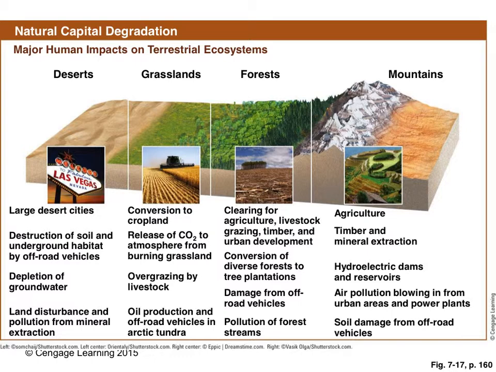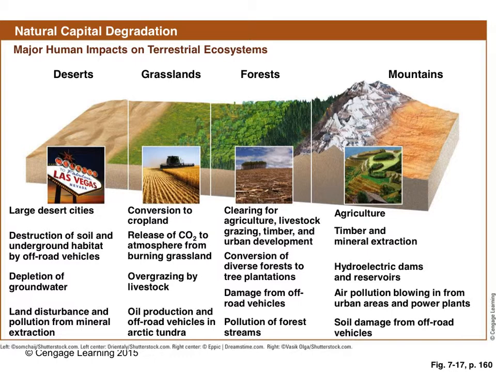I talked about that with the Alaska National Wildlife Refuge. Forests, kind of like where we live, we clear them for agriculture, livestock grazing, and timber. Urban development: we convert diverse forests to tree plantations, so we grow the type of trees we want, like Christmas trees or fruit trees.